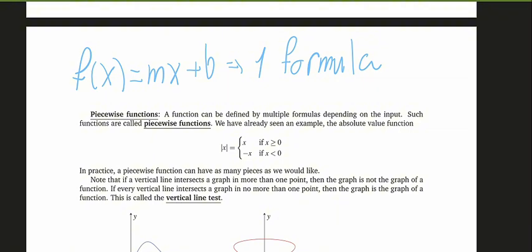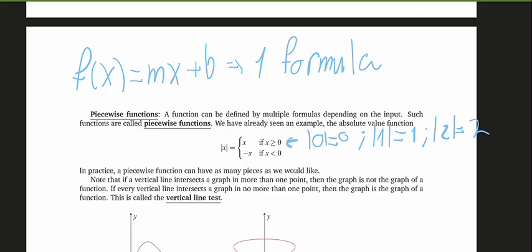It's kind of like a table. We use multiple formulas to define the function, and each formula is invoked depending on the type of input you provided. For example, we have already seen an example of this, which is the absolute value function. The absolute value function is a piecewise function, because if you provide it with a non-negative number, its job is easy. It'll just spit out the same thing. Reminder, for instance, abs of 0 is 0. Abs of 1 is 1. Abs of 2 is 2.